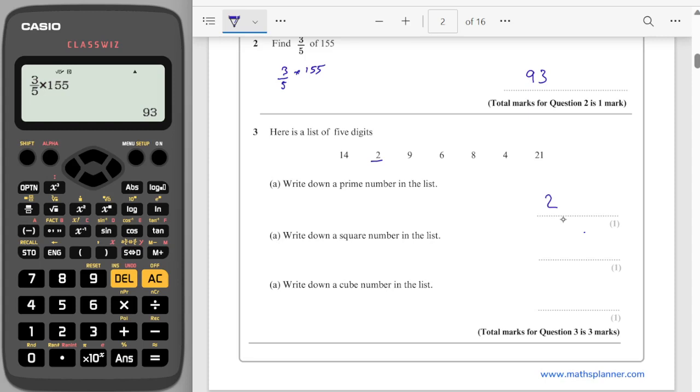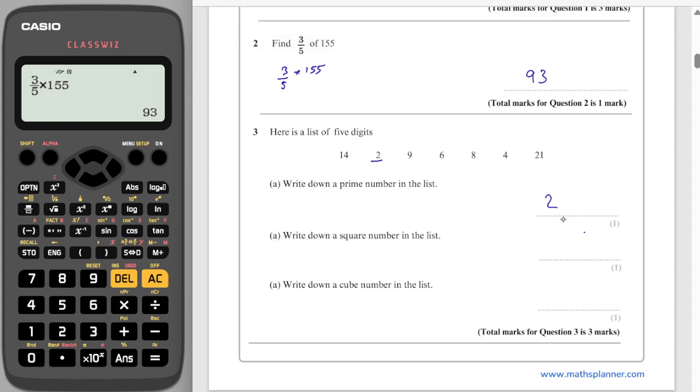Write down a square number from the list. From the list, I've actually got a couple of square numbers. I'm going to write down the first one. That tends to be my standard tactic, although you could absolutely get away with 9. 9 is also a squared number.